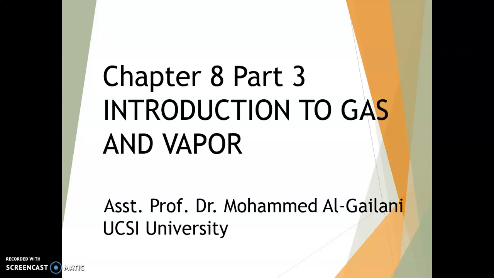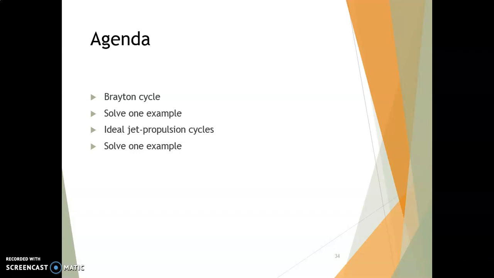Good morning, everybody. Today we are going to explain the last part of chapter number 8. Our agenda today is to explain the Brayton cycle, then solve one example about the Brayton cycle, then explain ideal jet propulsion cycles, then solve one example to understand the idea.